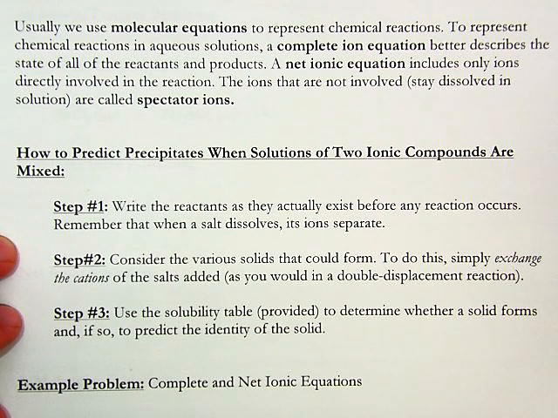This does require us to use some skills that we've learned throughout the year. Things like predicting the products of a chemical reaction, forming neutral compounds, balancing a chemical equation, knowing the charges of the ions on the periodic table. So we're going to go through some examples and hopefully get the hang of it. Once you do, these aren't quite so bad.